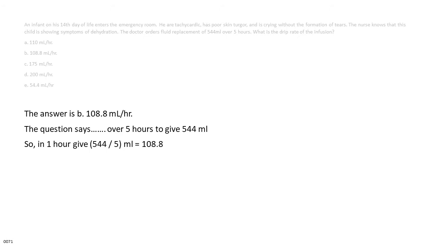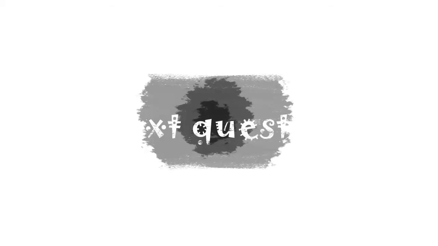The answer is B. 108.8 milliliters per hour. The question says, over 5 hours to give 544 milliliters. So, in 1 hour give 544 divided by 5 ml equals 108.8 milliliters.